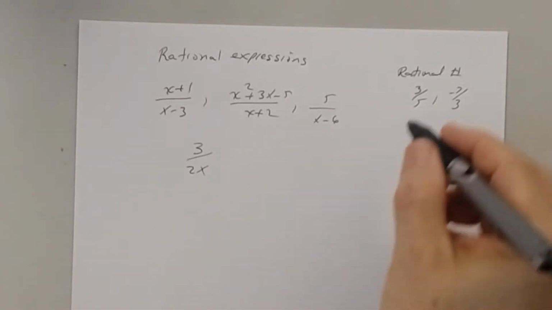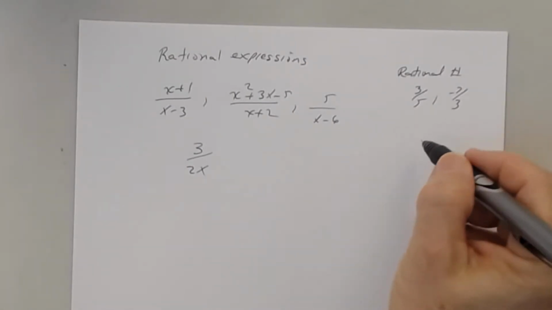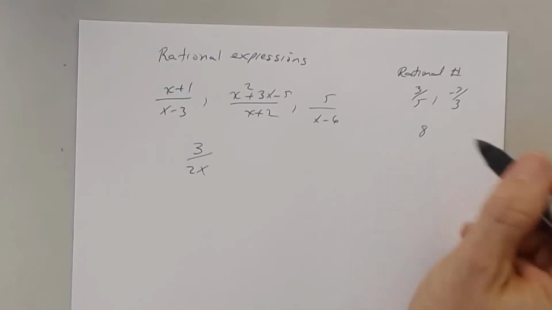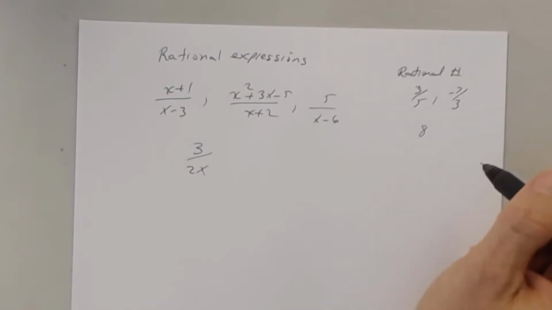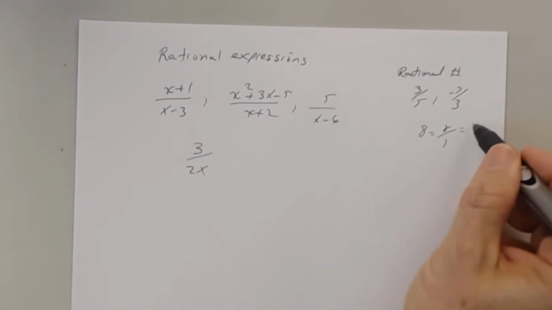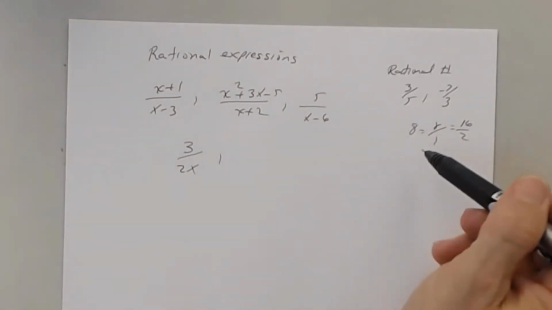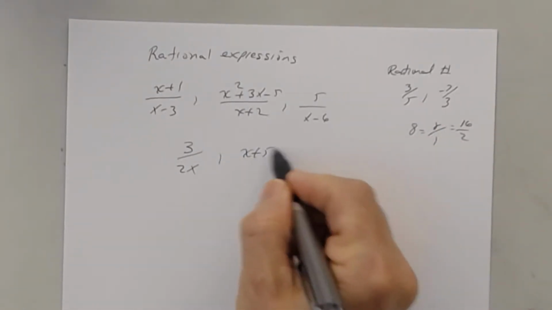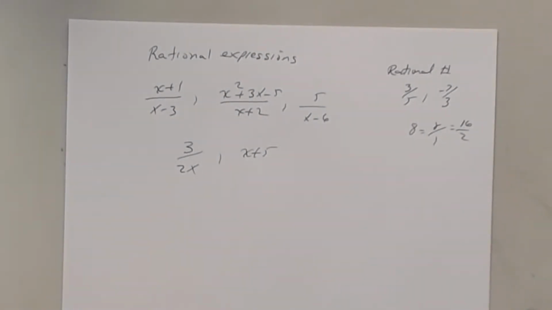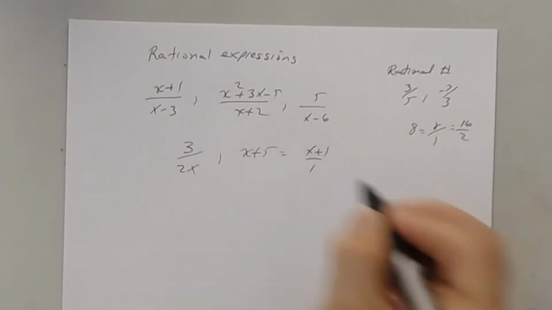Now I'm going to go back to the rational number that we talked about earlier, and I'm going to ask you, is 8 a rational number? Yeah, because I can write it as 8 over 1, couldn't I? I can also write this as 16 divided by 2 if I wanted to. So going back over here, x plus 5, even though it doesn't look like a fraction, that's a rational expression, because isn't x plus 5 the same thing as x plus 5 divided by 1?